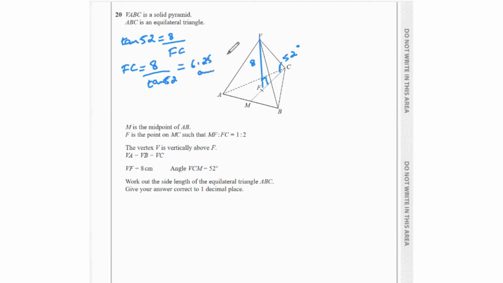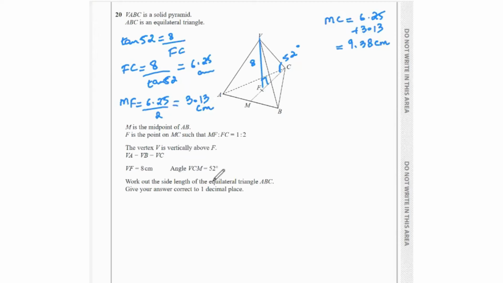6.25 centimeters. Now, if FC is 6.25 and MF is to FC is 1:2, so that's going to be half of it. So MF is going to be 6.25 over 2, which is equal to 3.13 centimeters. So MC would be the sum of 6.25 and 3.13, which is equal to 9.38 centimeters.